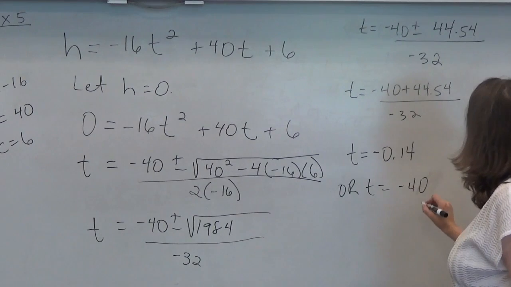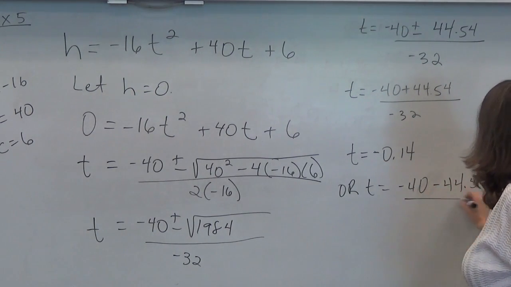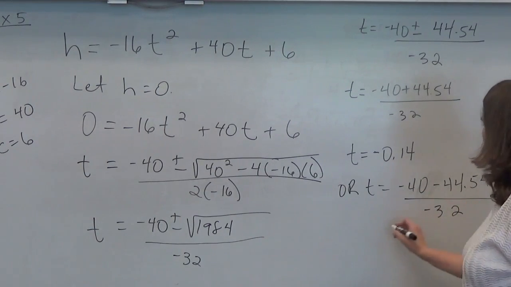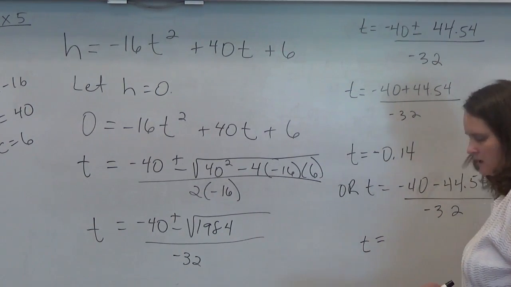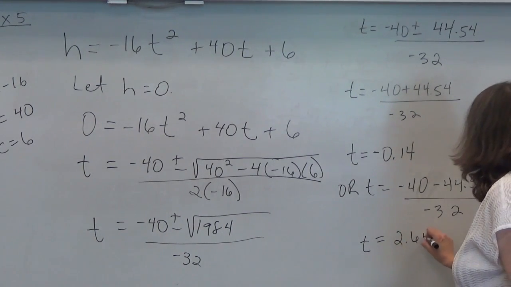I'm getting tired now. Negative 40 minus 44.54 all over negative 32. So in this one, you'll get t equals positive 2.64.